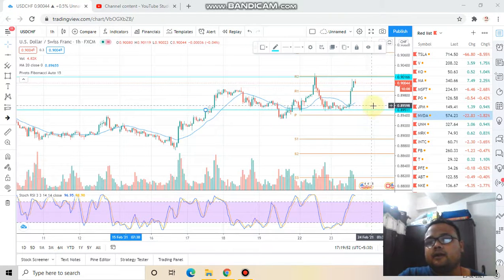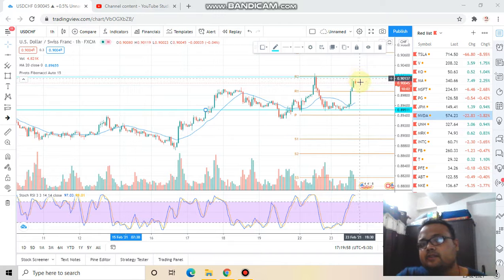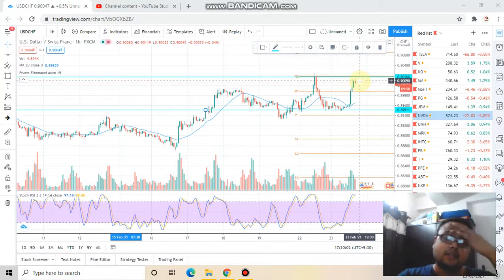If it bounces from here, buy. If it breaks, sell. If it crosses the level, buy. If it reverses from here, short the market. That's it for the day. This should be the strategy for the day.